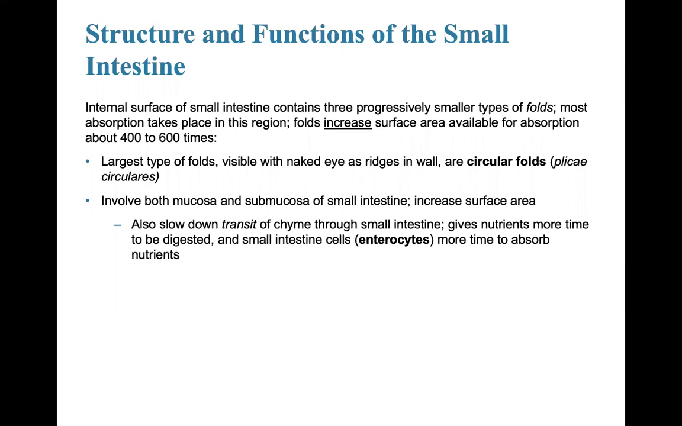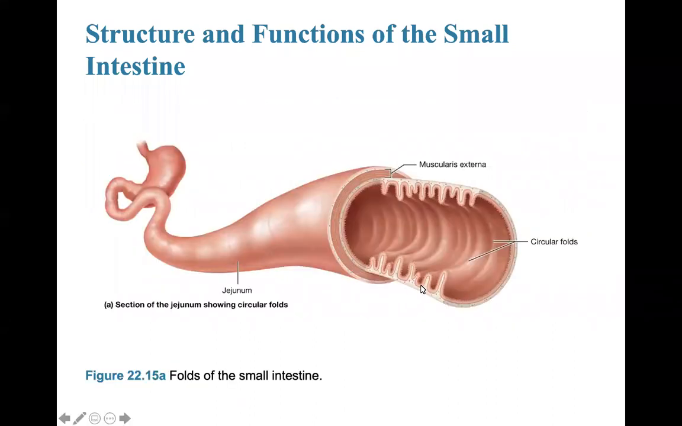The largest type of folds are visible with the naked eye, and they are referred to as circular folds, or the circularis. These involve both the mucosa and submucosa of the small intestine, and they increase the surface area. They also slow down the transit of chyme through the small intestine, giving nutrients more time to be digested, and the small intestine cells, those enterocytes, more time to absorb those nutrients. And here you can see those circular folds right here.